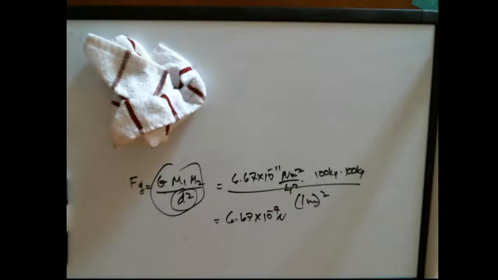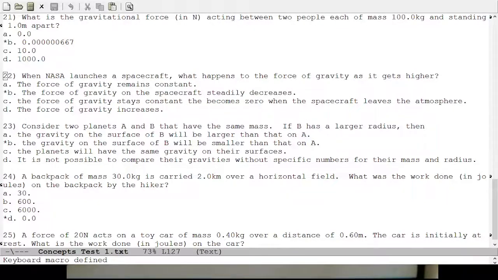Let me try this one. Consider two planets A and B that have the same mass. If B has a larger radius, then the gravitational pull on B will be larger than A or smaller than A, or the planets will have the same gravity on their surfaces. Well, it turns out, once again, for similar reasons, I guess.